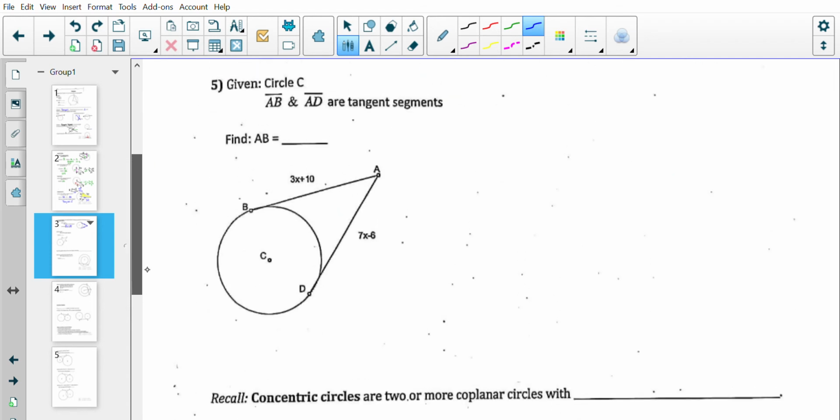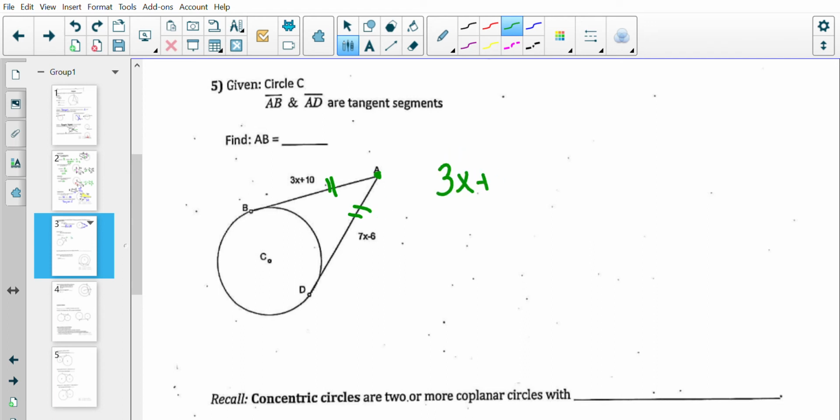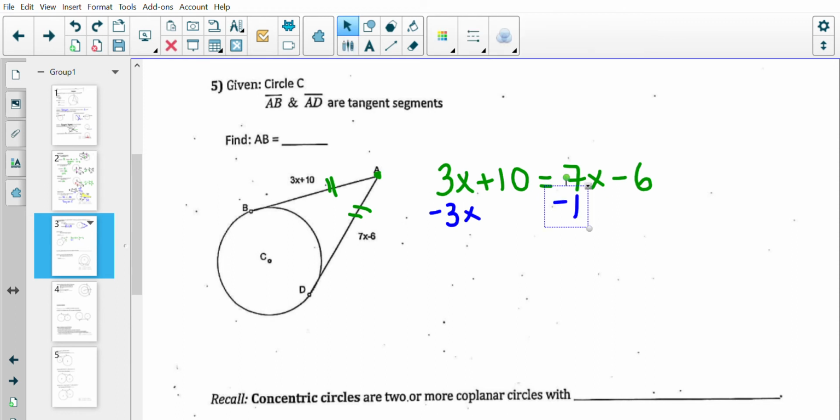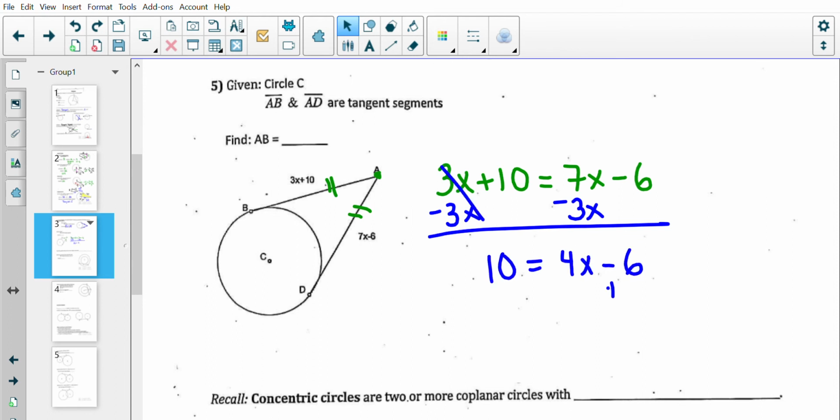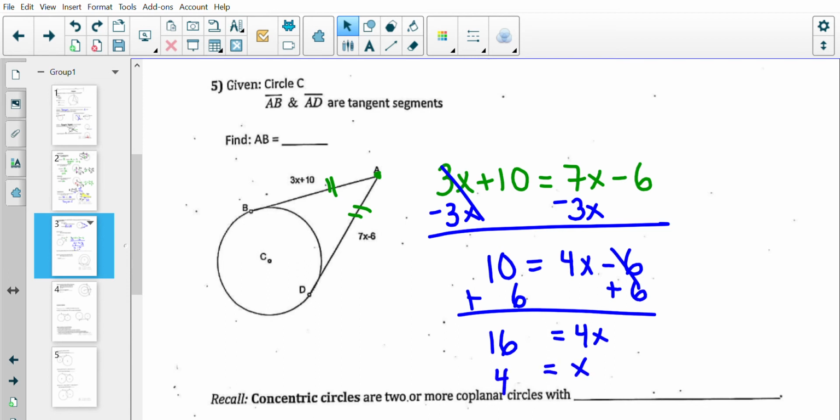All right, let's do some problems. So I have circle C. AB and AD are tangents, and notice they're tangents both coming from A. That means those two tangents have to be congruent. So 3x plus 10 has to equal 7x minus 6. We're going to subtract 3x on both sides. So we're going to have 10 is equal to 4x minus 6. Add 6 on both sides. 4x is equal to 16, so x will equal 4.